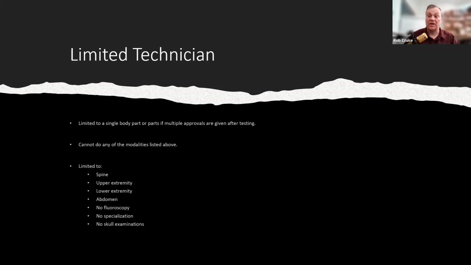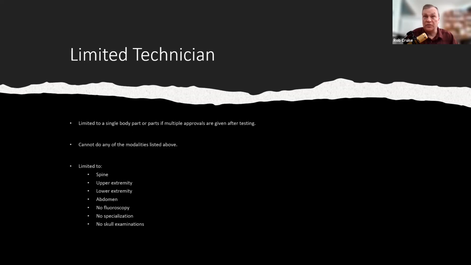Limited technician is a limited scope. They take a few months or less to obtain the knowledge to take an image of a single body part. So it might be, you can take images of the spine. So your cervical spine, your thoracic spine, and your lumbar spine, right? You can take upper extremity, so all the body parts of the upper extremity, all the body parts of the lower extremity. You can take abdomen. You can't do fluoro, so you can't move into those professions.